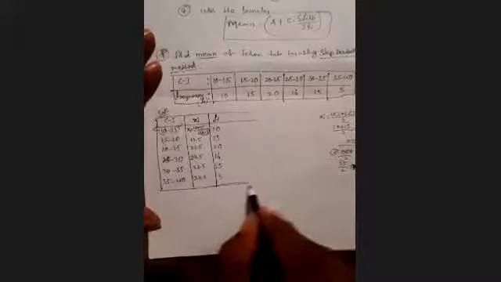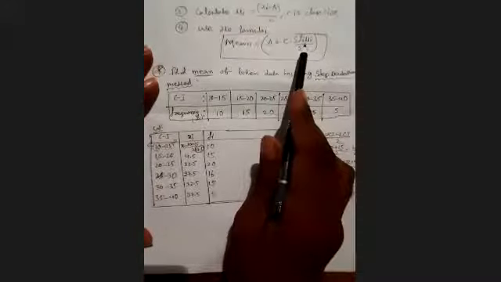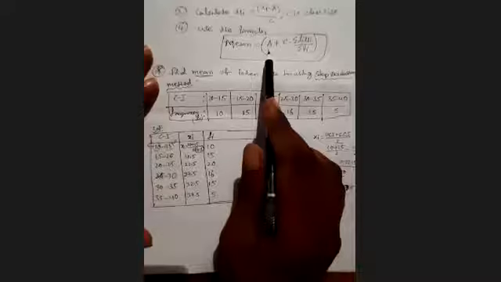After getting the xi values, what do we have to do? Then go for the formula. We have to find what is A, what is C, what is summation fi, what is summation fi ui. Here A we can find easily. We know the assumed mean A is nothing but, here there are 1, 2, 3, 4, 5, 6 numbers.